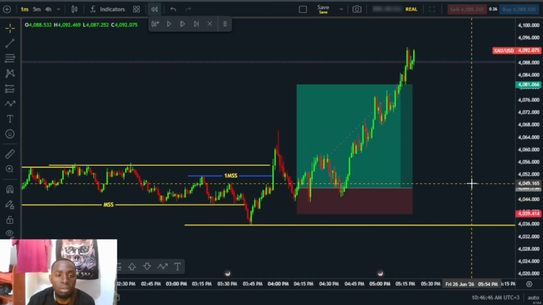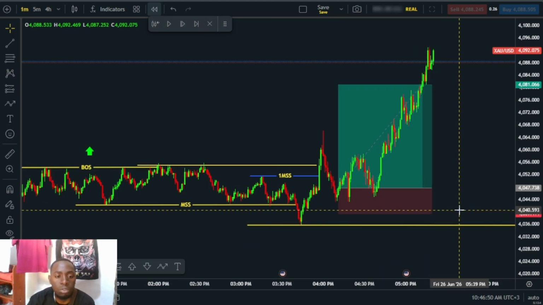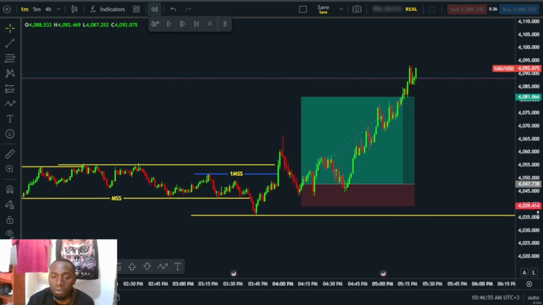That's my 5-minute market structure STF entry model, that's my personal entry model. Okay, and you can only learn it on my channel.